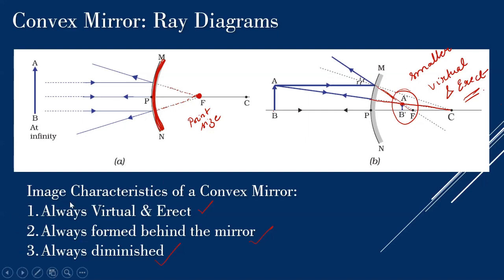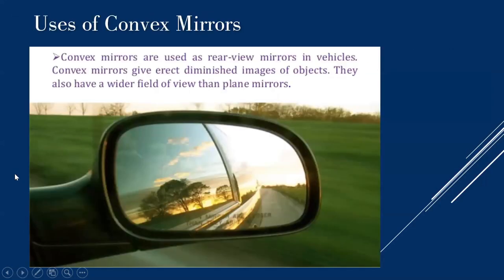Now, based on these image characteristics, the convex mirror is also used widely in day-to-day applications. Basically, the rear view mirrors of the cars that we have in our vehicles. Almost every day we sit in our cars. But have you ever imagined how we are able to see the behind view in just a small sized mirror? Have you ever imagined that? The type of mirror which is used over here is the convex mirror.